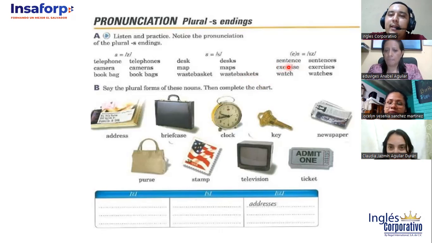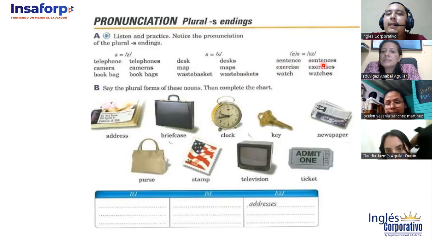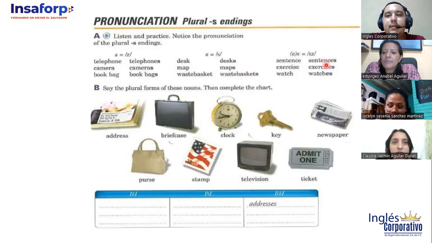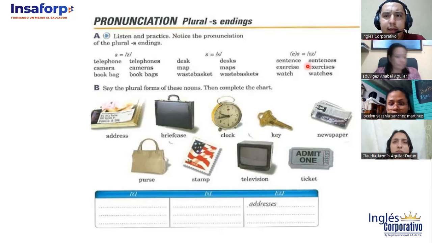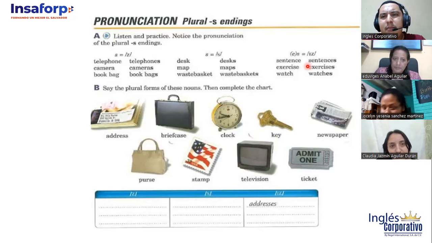In this case, we have sentence. The plural, sentences. The majority of people say just sentences. There are some people that say sentence and make the letter S a little bit longer, but the two ways I consider might be useful in order to use in grammar expression, right?